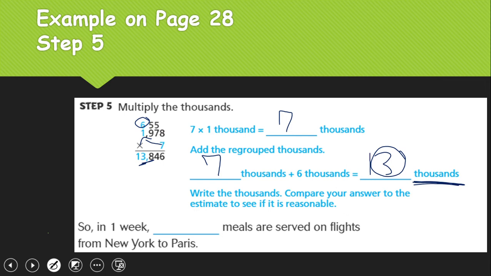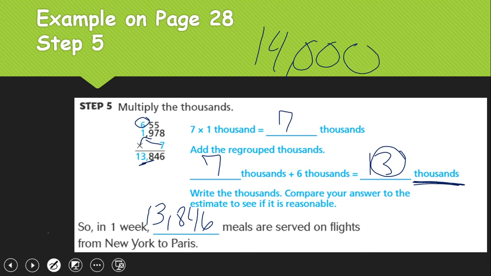All right, so our final answer is 13,846 meals are prepared. Now we need to compare this to our estimated answer that we had, and our estimation was 14,000. Is 13,846 close to 14,000? Yes. So that makes our answer correct.